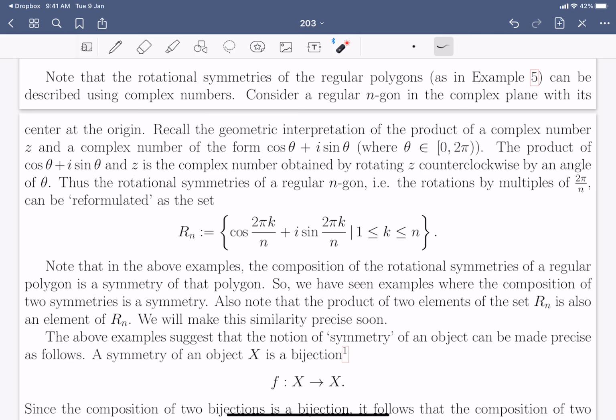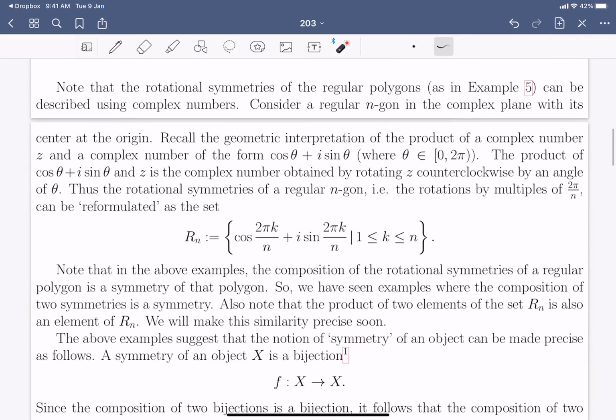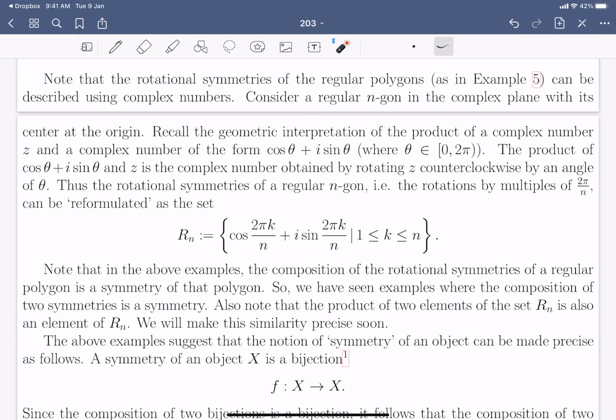Okay, that, or maybe a multiple 2 pi k over n, corresponds to the complex number cos 2 pi k over n plus i sin 2 pi k over n. When I say that this corresponds to the complex number, I haven't yet made precise what I mean by that correspondence, but as you see, it makes sense to call Rn the set of rotational symmetries of a regular n-gon, right? That makes sense, right?